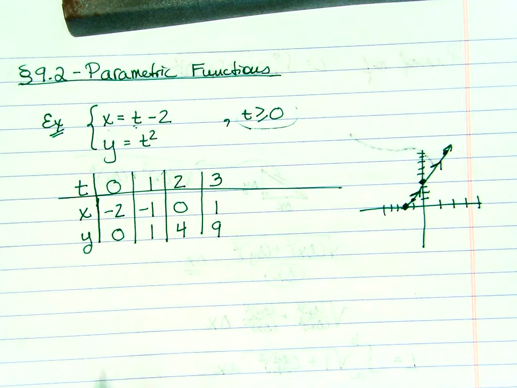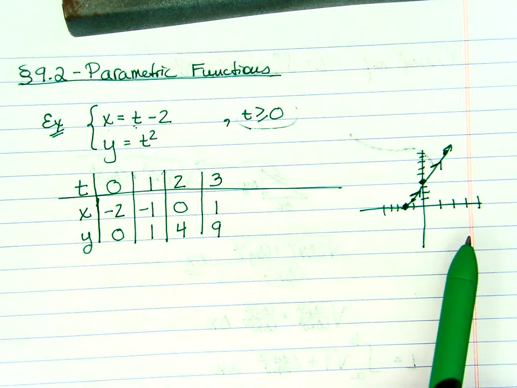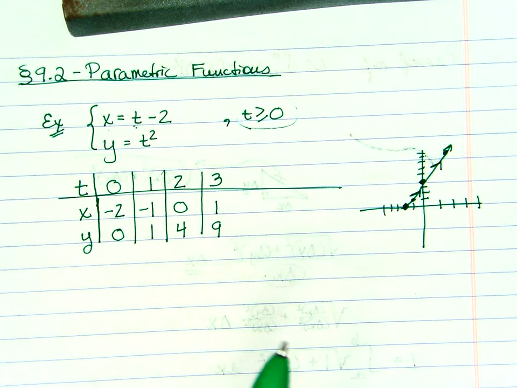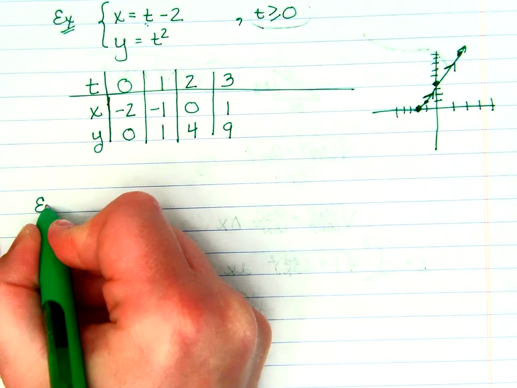I don't see my particular times 0, 1, 2, 3 anywhere on the curve. That's just another variable that helps us find our x and our y coordinates. I'm hoping this is looking a little bit familiar to you. Let's do one more by hand, and then we'll move to the calculator.